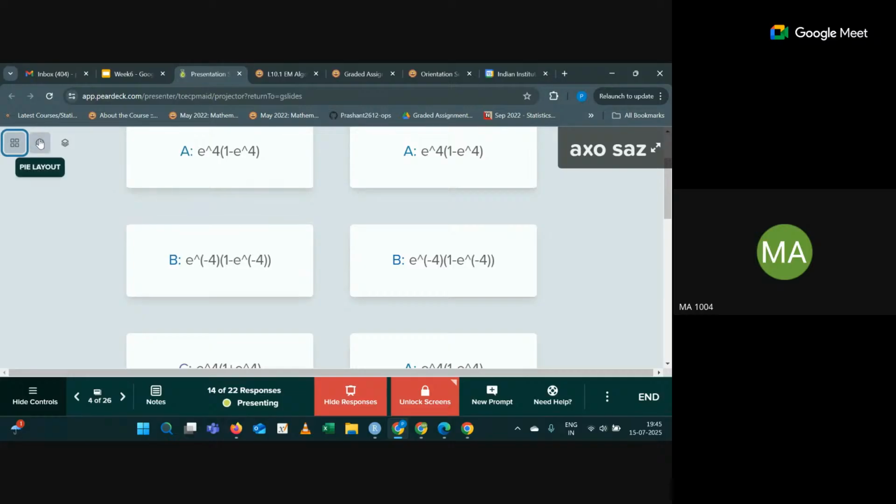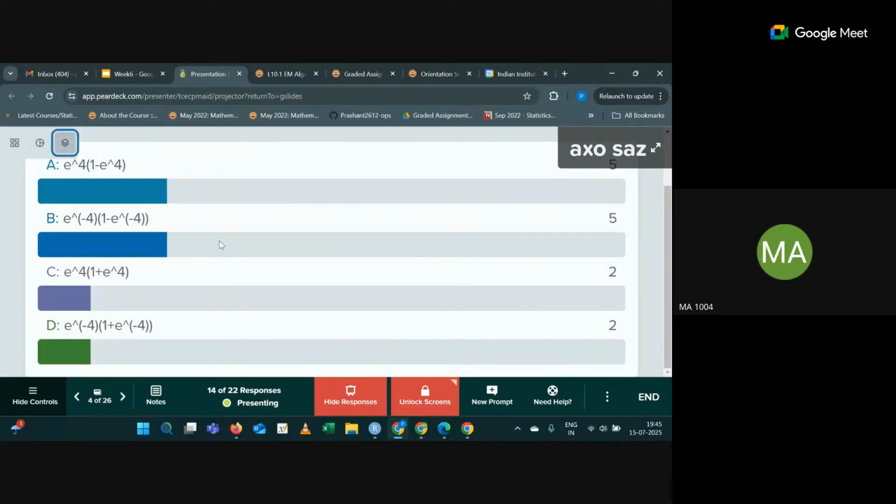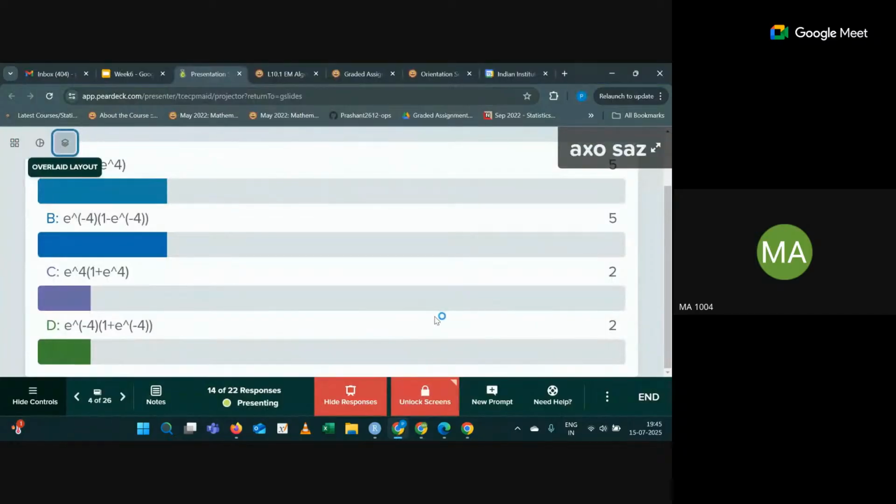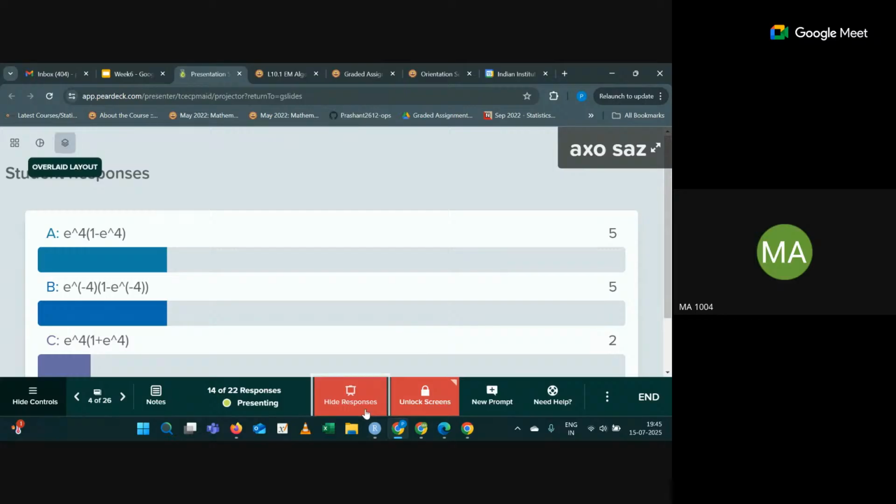So lots of options are there. Majority is with option number A, and with option number B also. Let's see which one is correct.